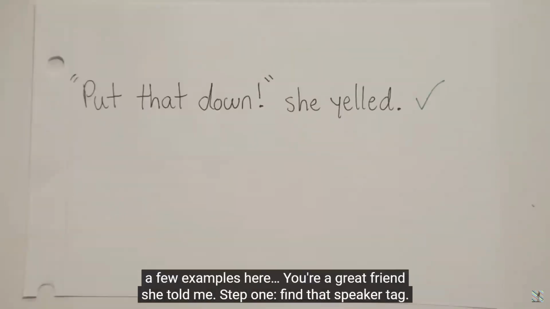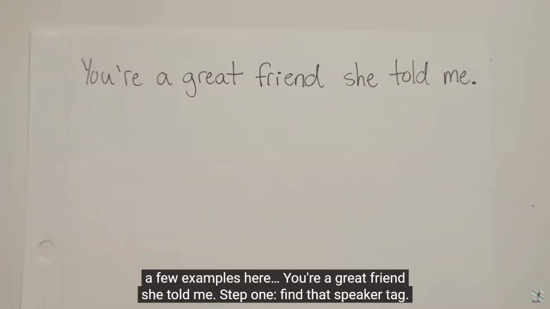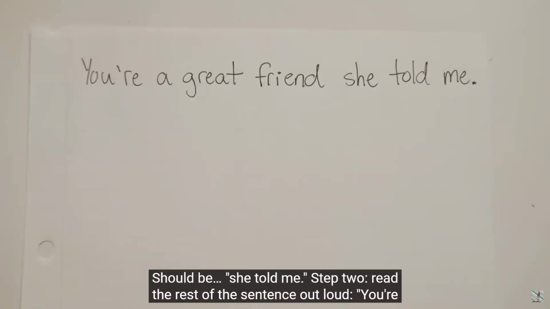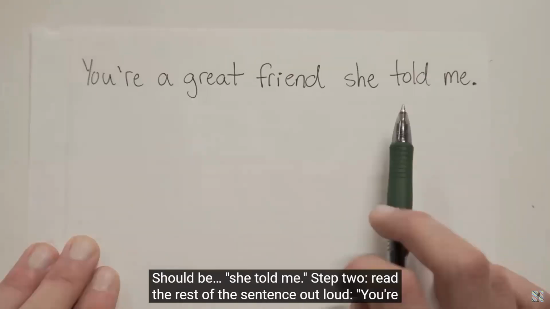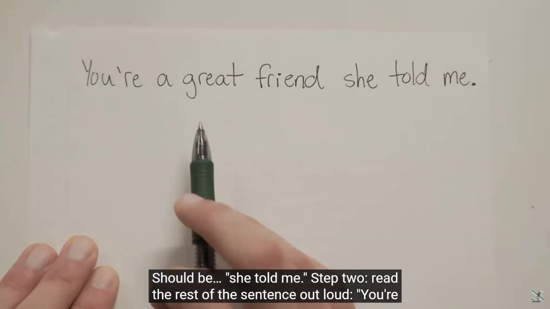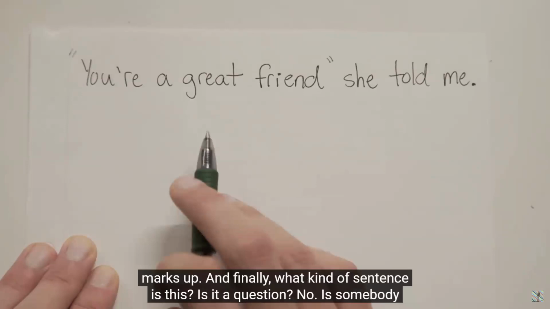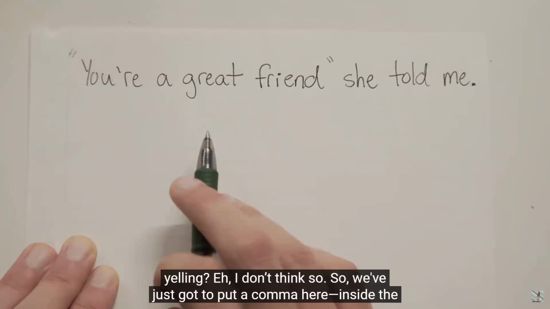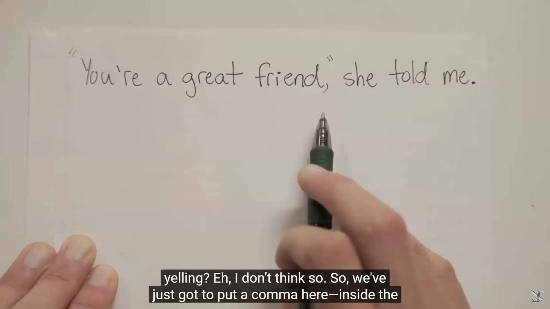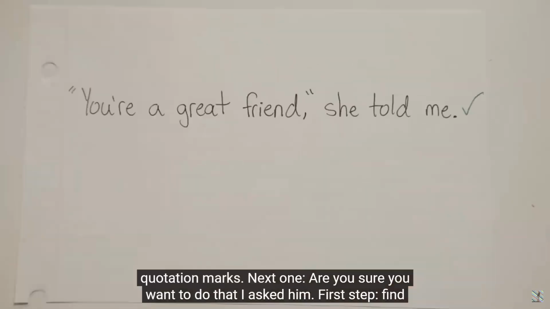So let's try a few examples here. You're a great friend, she told me. Step 1, find that speaker tag. Should be "she told me." Step 2, read the rest of the sentence out loud. You're a great friend. Does that make sense to say? Yes, it does. Cool. So, get those quotation marks up. And finally, what kind of sentence is this? Is it a question? No. Is somebody yelling? I don't think so. So, we've just got to put a comma here, inside the quotation marks.